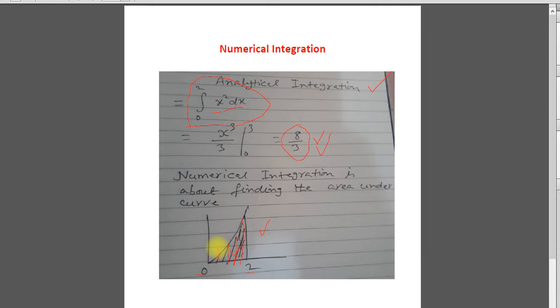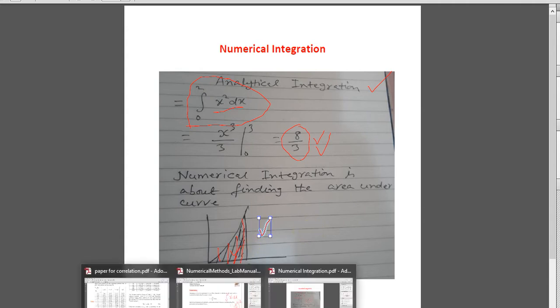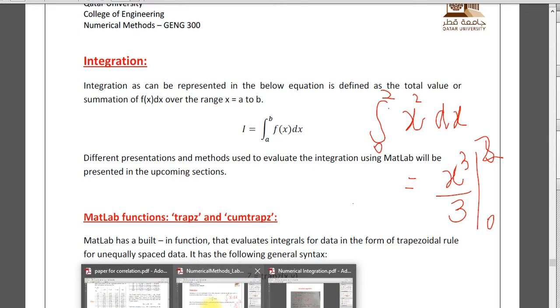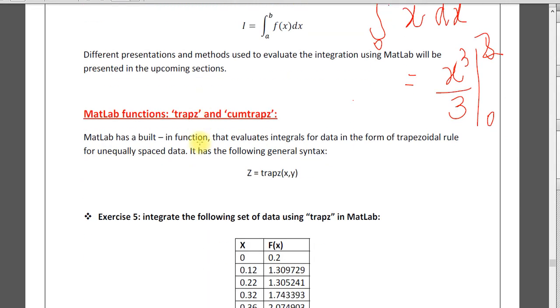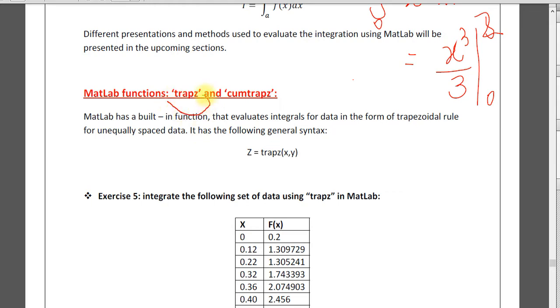The accuracy of the method, the accuracy of the answer, will depend on how many data points you take, how many sub-intervals you make from 0 to 2. So I will come to the MATLAB part right away. In MATLAB we have two built-in functions only, one is trapz, and one is quad. I will come to that.